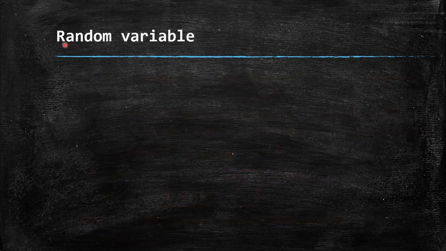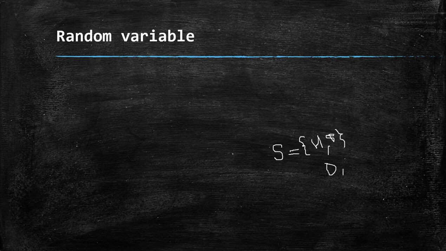Now let me take a concept, random variable. What is a random variable? If to every outcome of a random experiment we assign a real number, then it is called a random variable. For example, if I take the random experiment of tossing a coin, as all of you know, there are two possible outcomes, head and tail. For head I am assigning the real number 0, and for tail the real number 1. This is called a random variable.